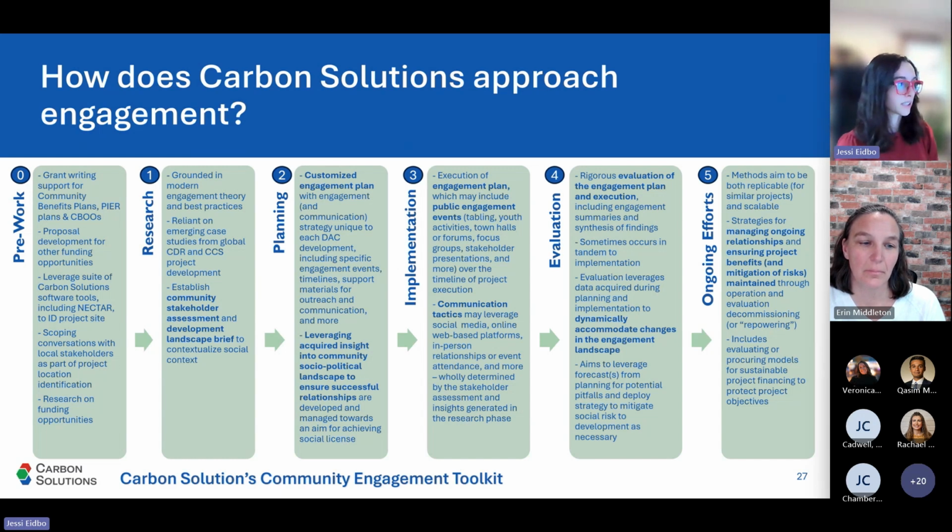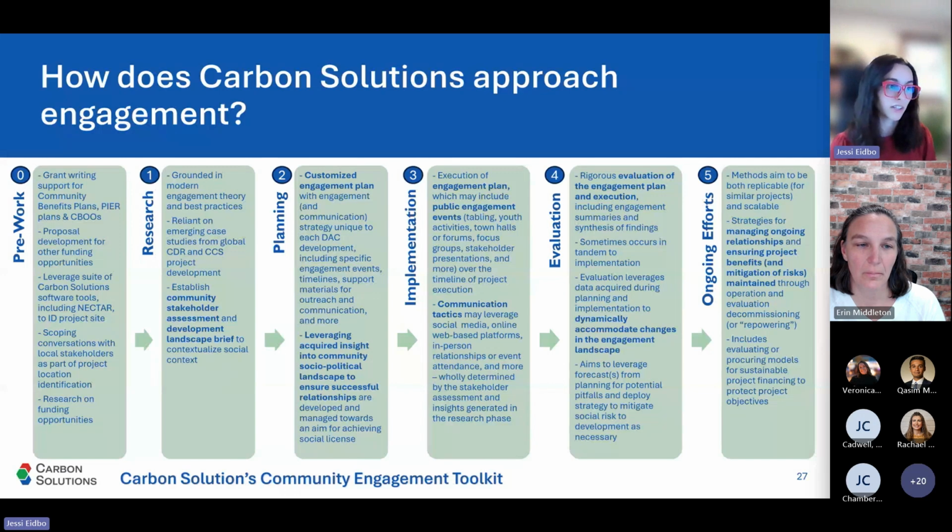What this looks like in substance is often support with grant writing for all the plans that Erin mentioned. We've supported proposal development. There's also a lot of really cool software that some very technical people, whom I am proud to say I get to work with, have developed to help think through how we can site these projects most efficaciously, both from a technological perspective, but also starting to integrate some of those social and other potentially financial considerations. And then having some scoping conversations, as well as additional research on funding opportunities.